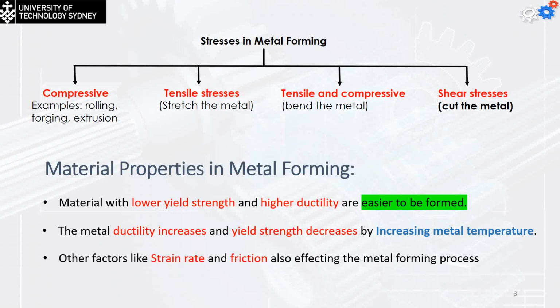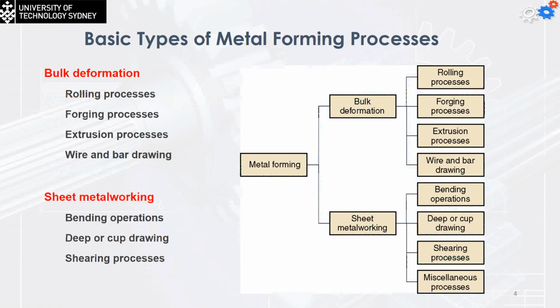Other factors like the strain rate and friction also affect the metal forming process. Usually I would like to have less friction because this will cause a problem during the process of metal forming. So the types of metal forming processes can be classified into bulk deformation processes and sheet metal working. The bulk deformation is going to be classified into a rolling process.